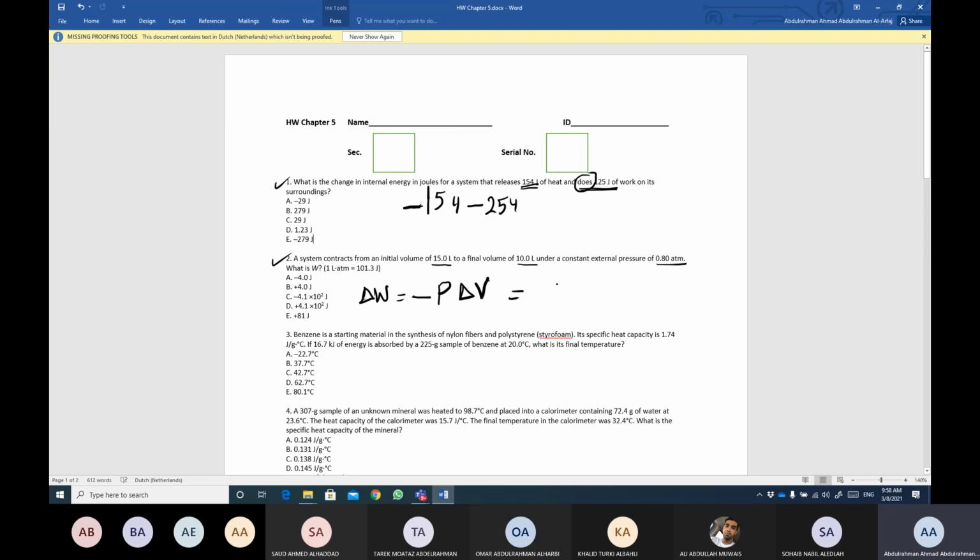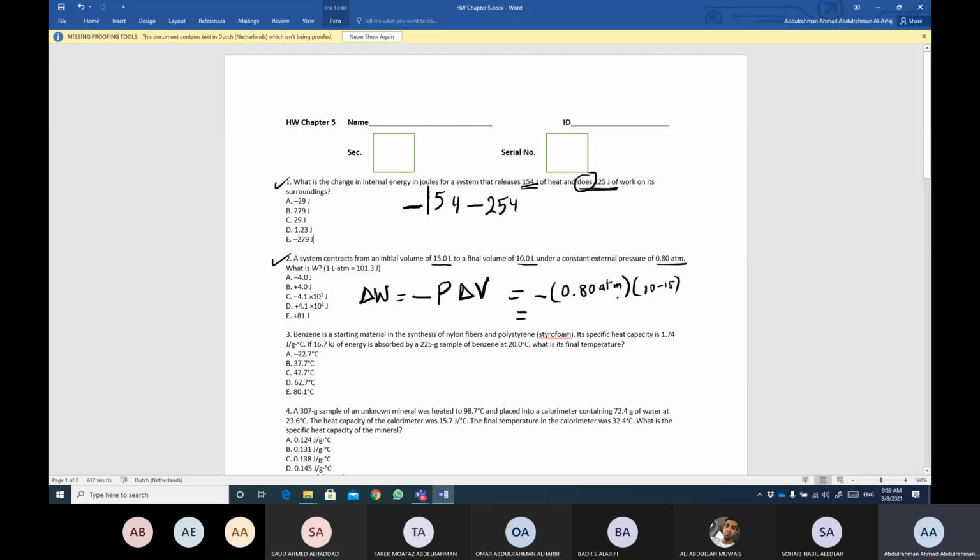So what's the answer? Minus what? 0.80 atmosphere times what? Times 10 minus 15. 10 minus 15, exactly. And the answer is minus 5. What's the final answer? Plus 4.